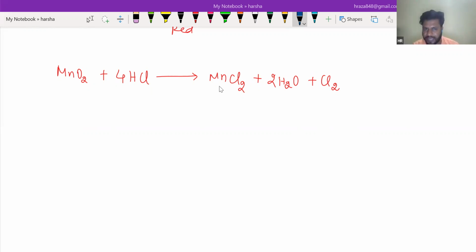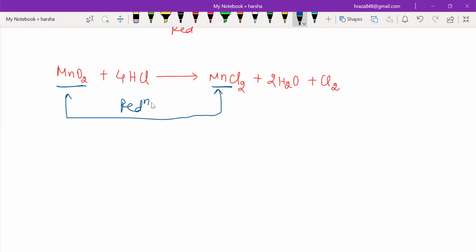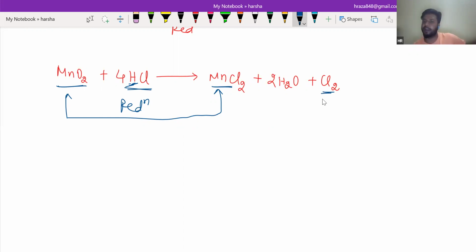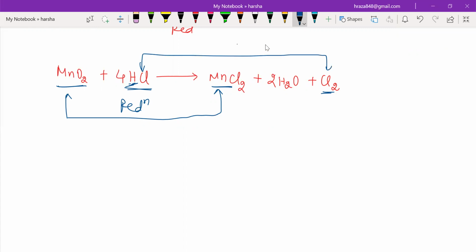You can see MnO2 and here MnCl2. That means MnO2 loses oxygen. That means this is the reduction part. Yes or no? Yes, sir. Now you can see this: initially, chlorine has hydrogen, and finally, chlorine doesn't have hydrogen. That means it loses hydrogen. And whenever there is loss of hydrogen, it is called oxidation. Harsha? Oxidation. Is that clear, everyone? Yes, sir.